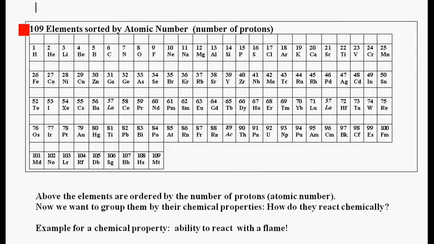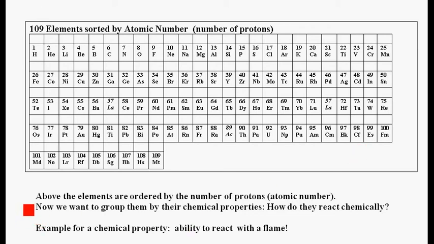We have sorted 109 elements by atomic number. That means by the number of protons in their nucleus. We are starting out with hydrogen, which has just 1 proton, going on to helium with 2 and lithium with 3. And down here we have 97 berkelium and 98 californium. And californium has 98 protons and also 98 electrons to make it a neutral atom.